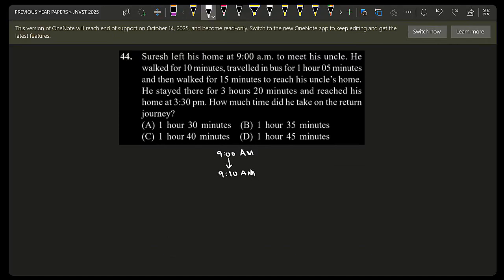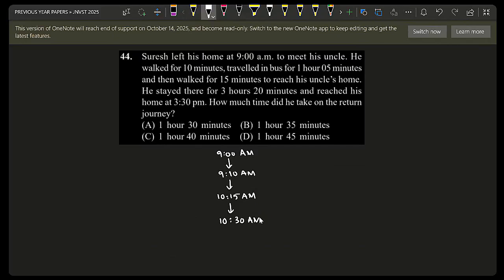Traveled in bus for 1 hour 5 minutes. So from here again, 1 hour 5 minutes you have to add. 10:15 a.m. And then walked for 15 minutes to reach his uncle's home. So when he reached his uncle's home, 10:15 plus 15, 10:30 a.m. Okay, he reached his uncle's home.